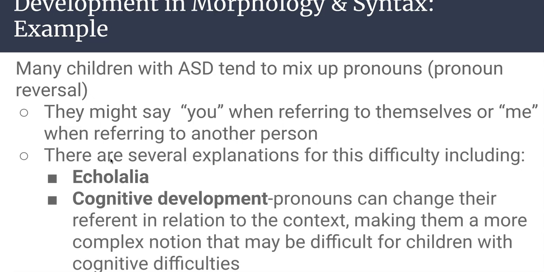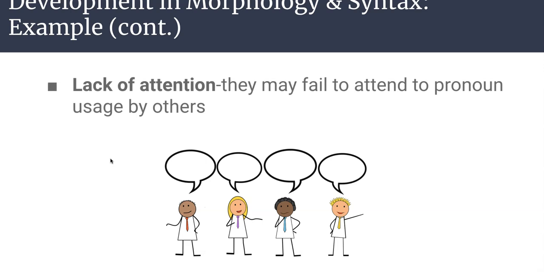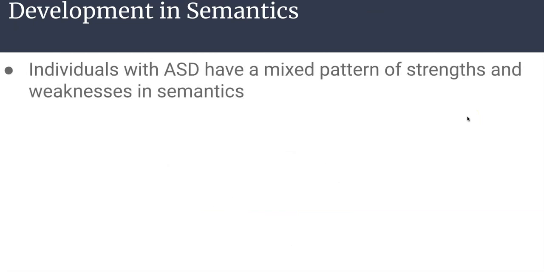So one possible part of that is going to be echolalia, which we're going to talk about in a second. And then the other idea is going to be cognitive development, right? That's kind of what I was just talking about, that pronouns can change their referent in relation to the context. So depending on who's speaking, right, it changes who is me and who is I and who is you and who is he and her. So it's pretty complicated as we go along, right? There's going to be a lack of attention. So these kids may fail to attend to pronoun uses of others.